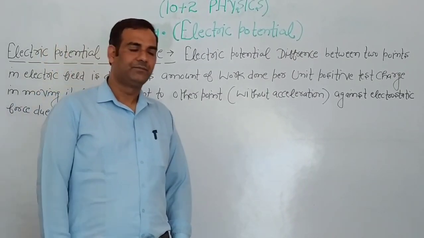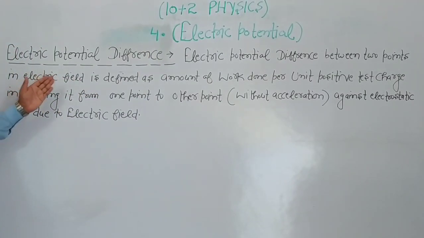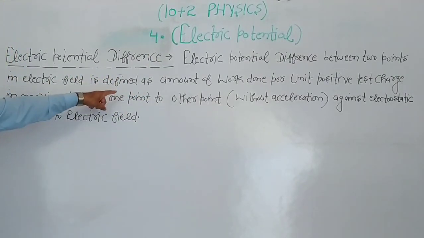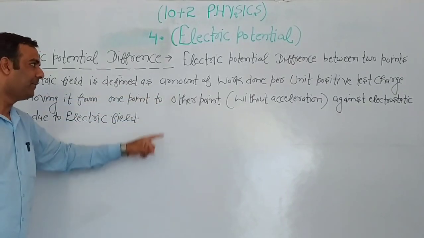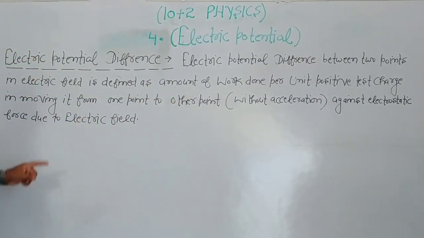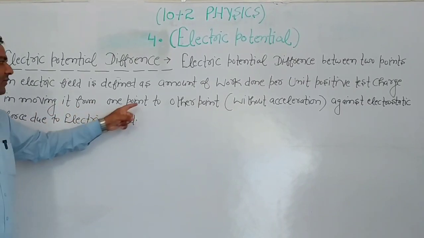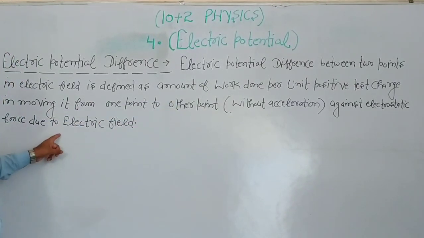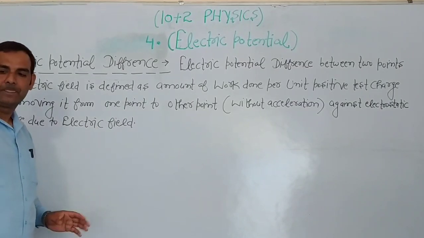Clear? You can just check from here. Electric potential difference between 2 points in an electric field is defined as the amount of work done per unit positive test charge in moving it from one point to another point without acceleration against the electrostatic force due to the electric field.